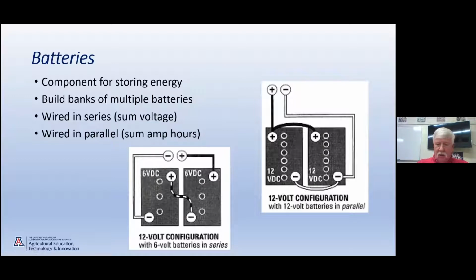Here on this other diagram, we have a 12-volt configuration wired in parallel. Each of the batteries produces 12 volts. We have the negative of one battery connected to the negative of another, and the positive of one battery connected to the positive of the other, and then we have the two leads going out to the system. So what we're doing here is increasing the amp hours of the battery. Let's say that each of these batteries was putting out 10 amp hours. I would be getting 20 amp hours with this parallel configuration.